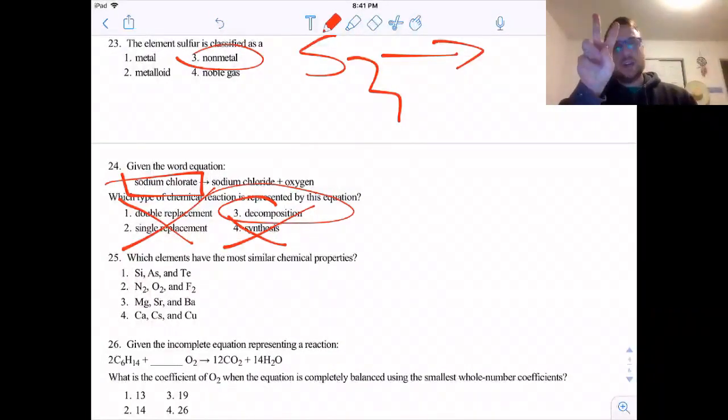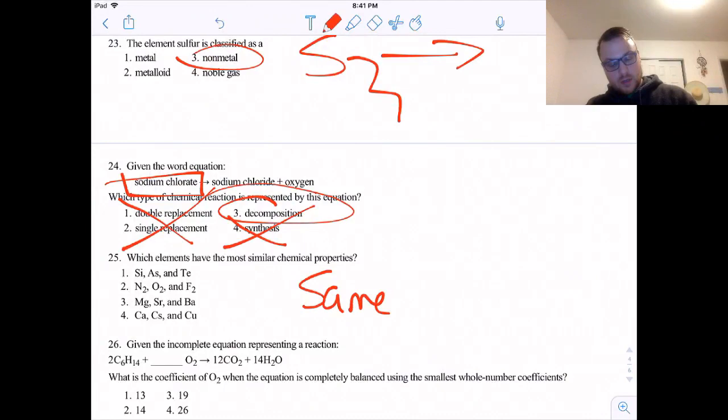Most similar chemical properties, same group. So, as much as you want to say, I remember some of the answer choices. As much as you want to say, oh, it's got to be N, O, and F because they're right next to each other, or it's got to be these guys because they're right diagonal from each other. No.